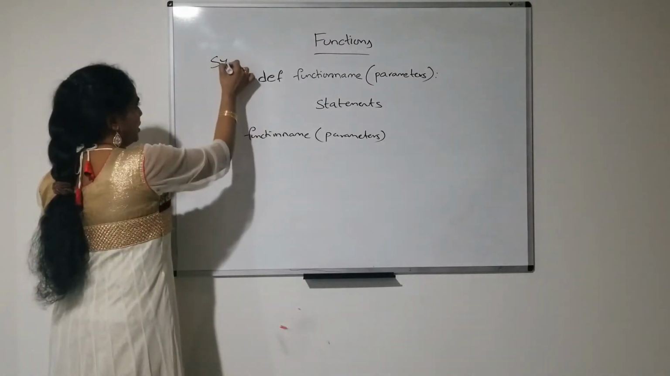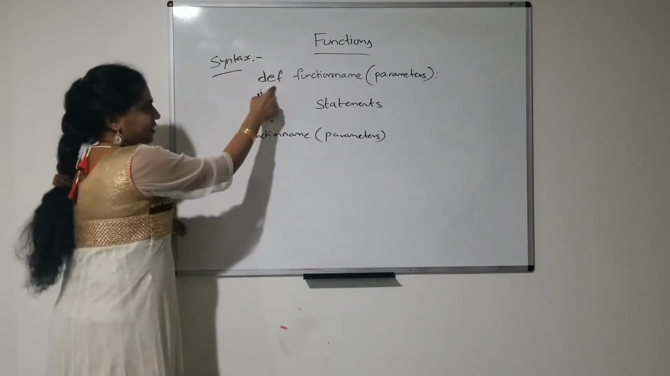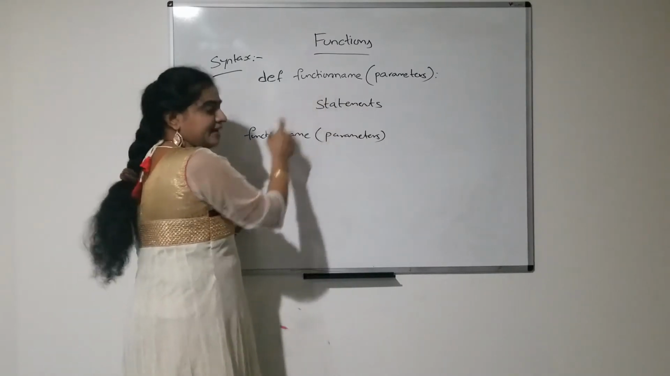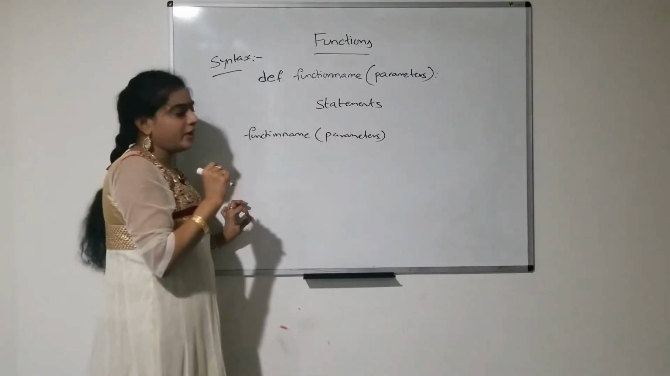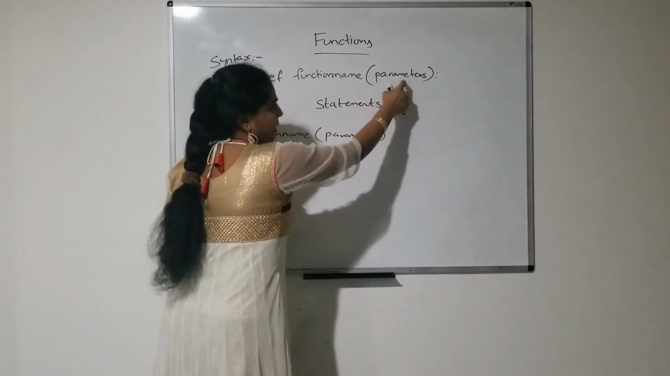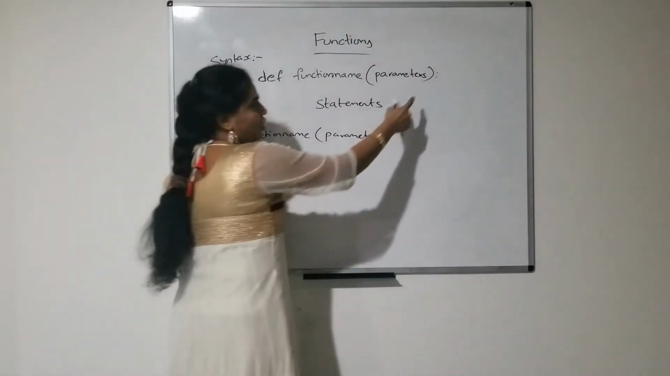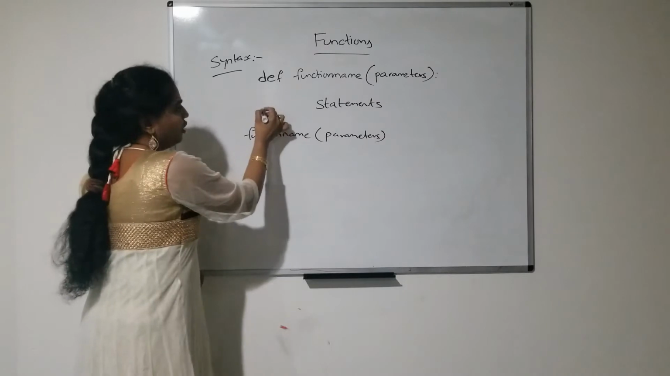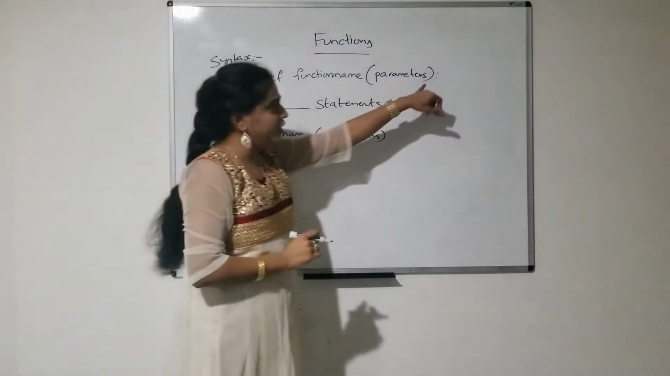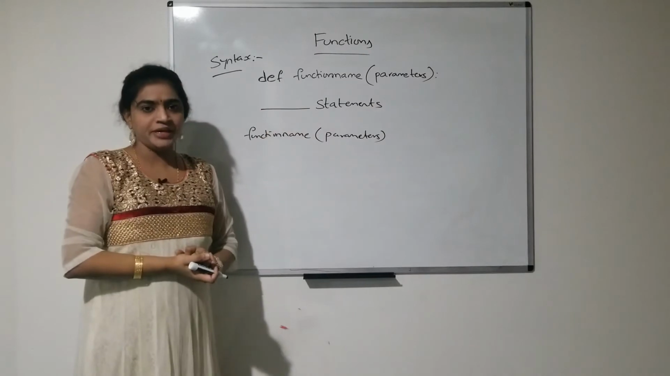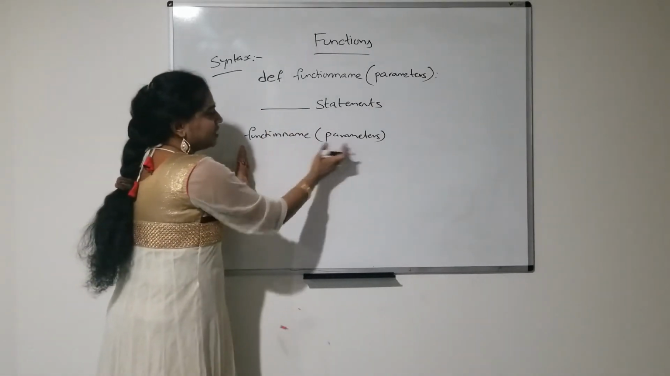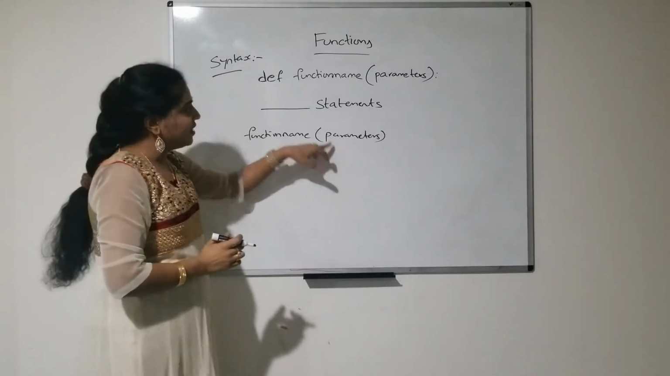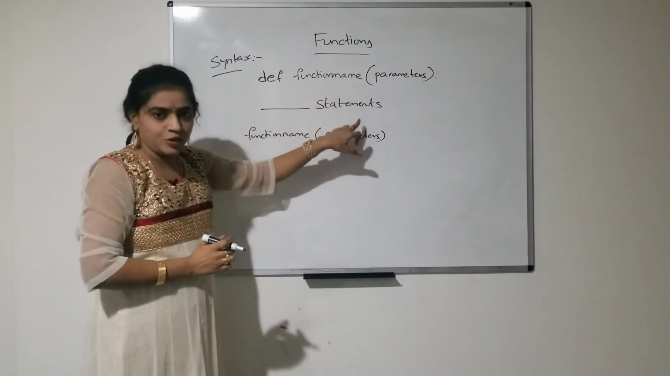This is the syntax of a function. def means define, then the function name. This function name should not be a keyword and it should not start with any digit or special symbols. Here you pass arguments or parameters within the parentheses, followed by a colon, and whatever statements you want to write, you write here, following indentation. Whenever you specify a colon, you have to follow indentation in the next line. Next is the function call. Whenever a function call takes place, that particular function gets executed.